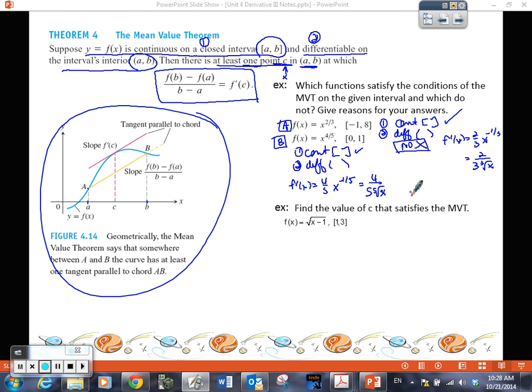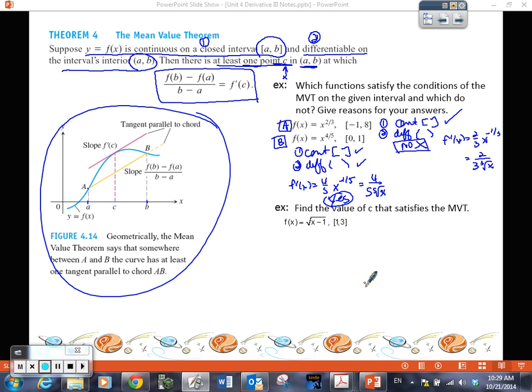Is there a place where this derivative is undefined? Yes. Is it 0? Is that a problem for us? It is not a problem for us because we only have to verify that it's differentiable on the open interval. So the endpoints, whether it's differentiable at the endpoints, doesn't matter. So yes, this checks. Yes, we can use this one. Okay? So let's just practice determining whether you can use mean value theorem or not.